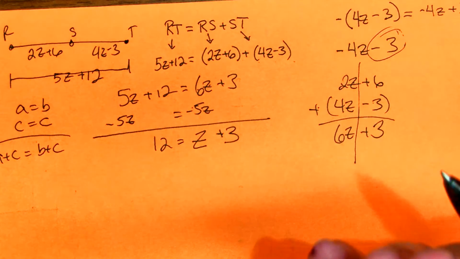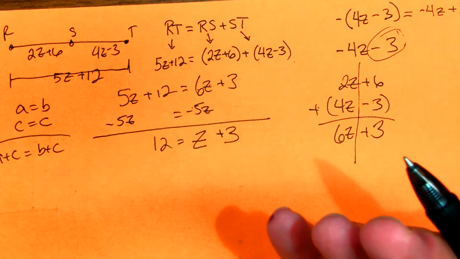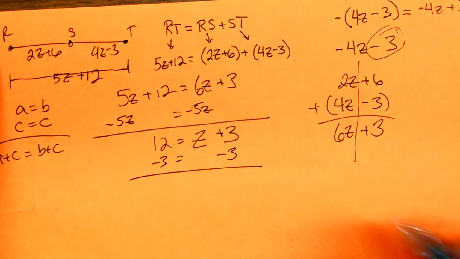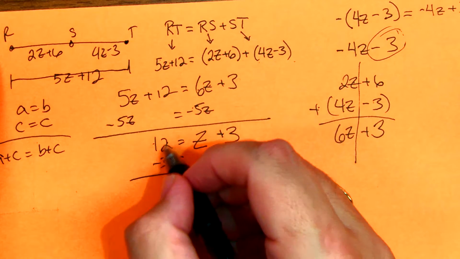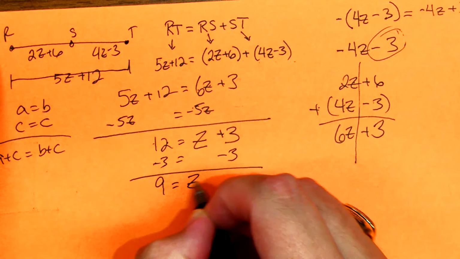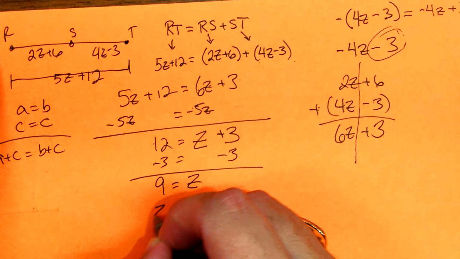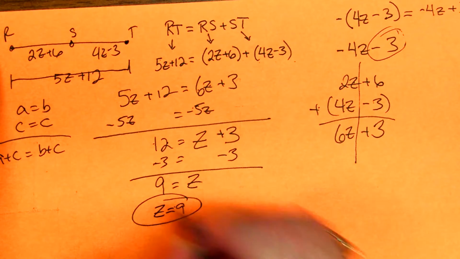All right, now, I have 12 equals Z plus 3, but I don't want Z plus 3, I want Z. Subtract 3 from both sides, so minus 3 is equal to minus 3. That's a 9, that's a Z, that's a 0. We don't write it like this. We go Z equals 9, and we're good to go.